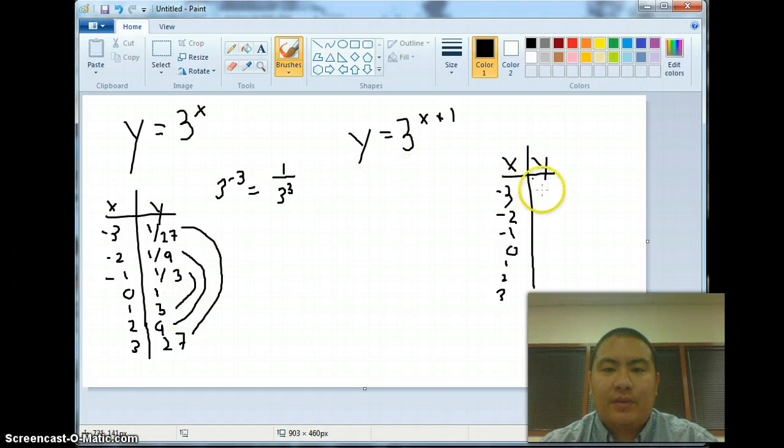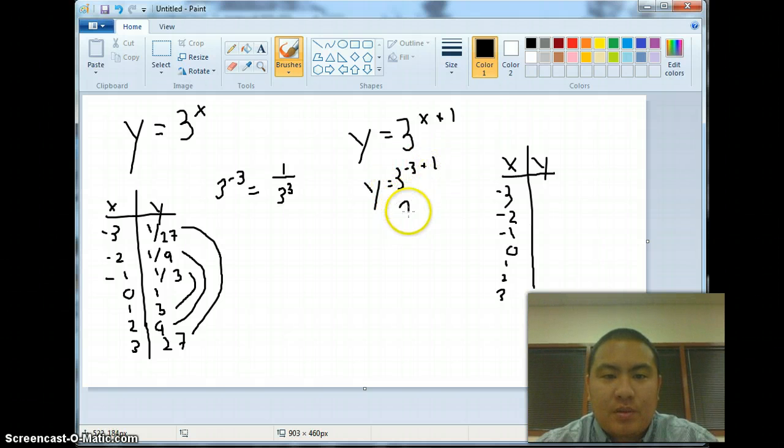Okay, and I'm going to go ahead and do the same for this one. If I do negative 3, I get 3 to the power of negative 3 plus 1. That gives me 3 to the power of negative 2, and that should be 1 over 9. What do you think the next one's going to give me? When I plug it in, I get 1/3. When I plug in negative 1, I get 1. When I plug in 0, I get 3. When I plug in 1, I get 9, then I get 27, and then finally I get 81.